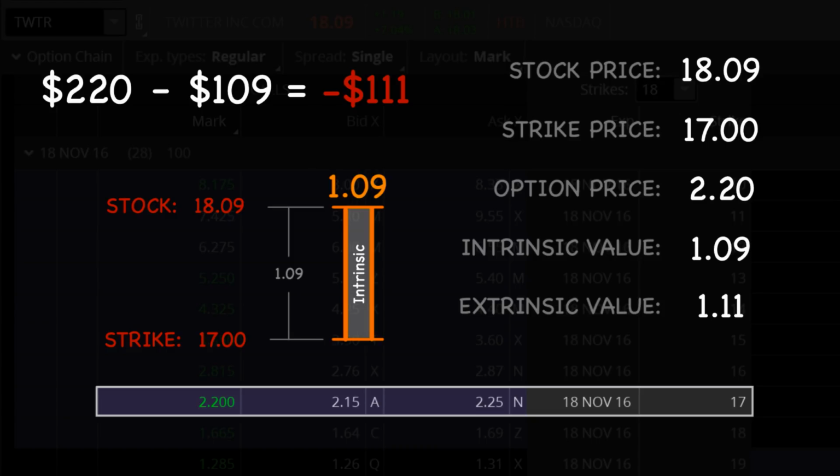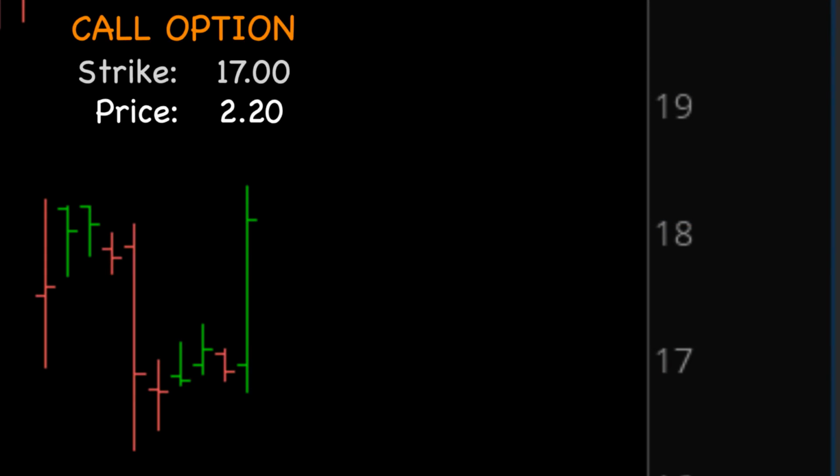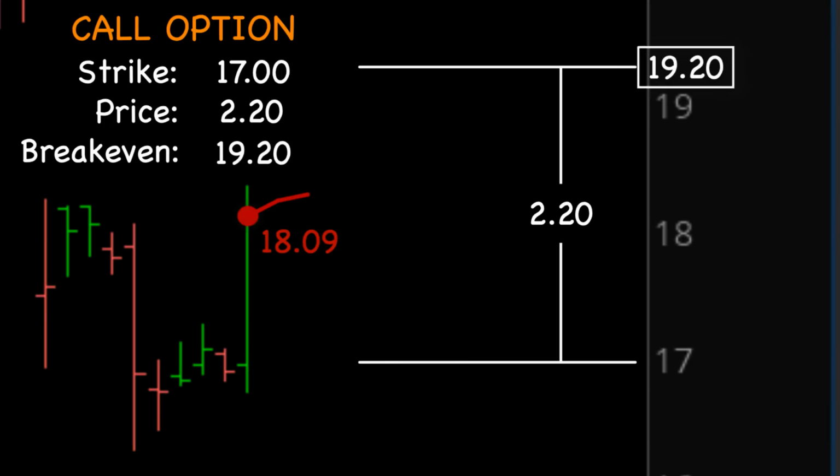For us to have made money on this call option, Twitter stock would have had to move high enough for the intrinsic value to exceed the premium we paid for the option. So for example, we paid $220 for the 17-strike call. For us to break even on the trade at expiration, the stock would have to be at 17 plus $2.20, which comes out to be $19.20.